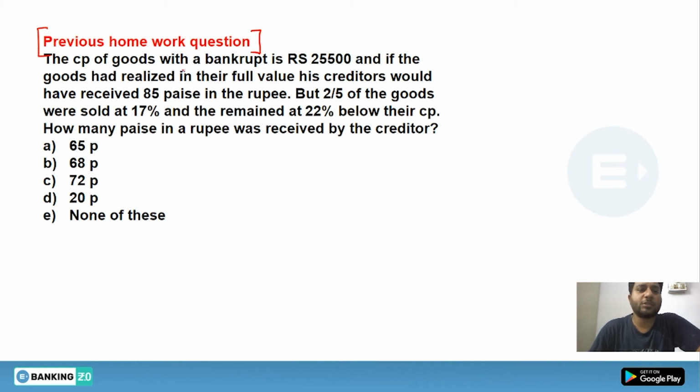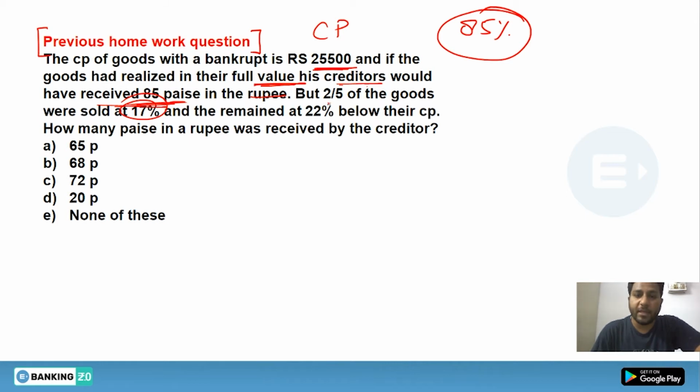The cost price of goods with a bankrupt is 25,500. So CP has been given. And if the goods had realized their full value, his creditors would have received 85 paise. That means for a rupee, 85% of the valuation will come back on the CP. But 2/5 of the goods were sold at 17% and the remaining, that means 3/5, so 2 parts have been sold for 17% below CP, while 3 parts have been sold for 22% below CP.